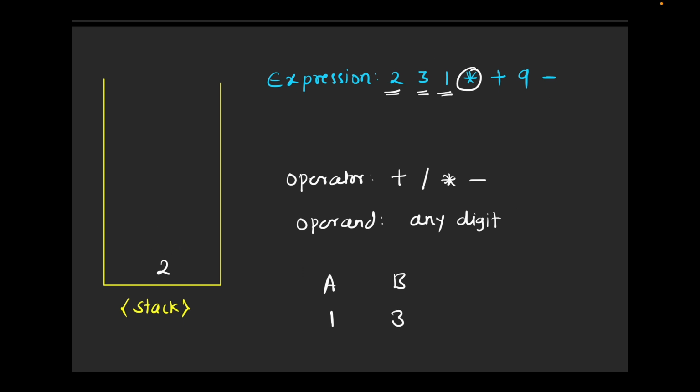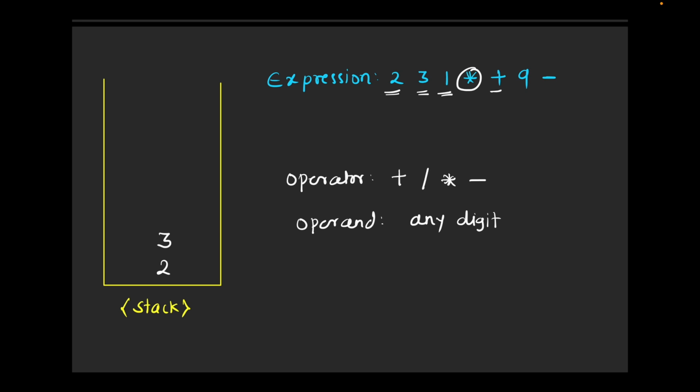Now see, we have to perform the multiplication. So how can I perform the multiplication? Always do it in reverse order, that is B cross A. So what is the value of B? 3. Cross is nothing but this multiplication. And what is the value of A? 1. So what I will do is, I will simply push 3 into my stack. Okay, so this operation is completely done.